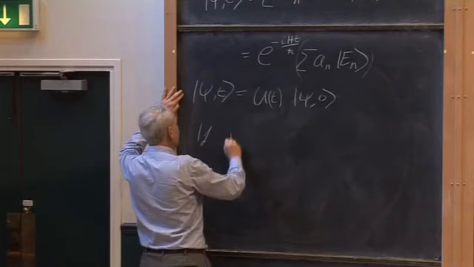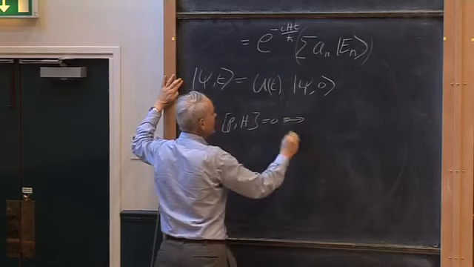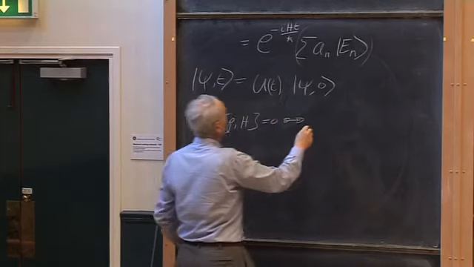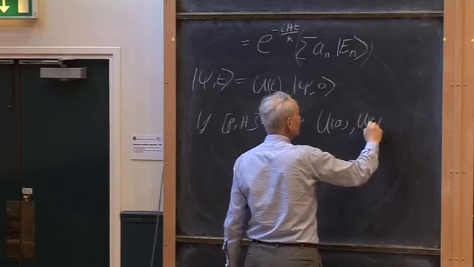So let's just repeat this. If p comma H equals 0, then that implies, and indeed is implied by, that the unitary operator U of a commutes with the unitary operator U of t.